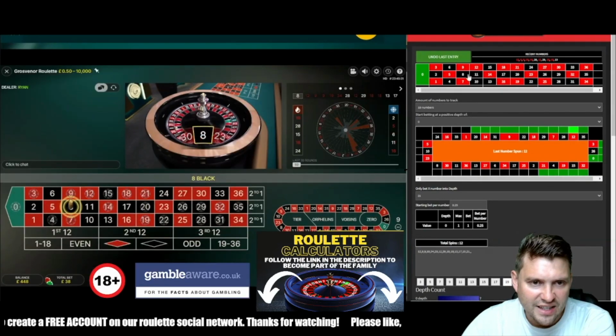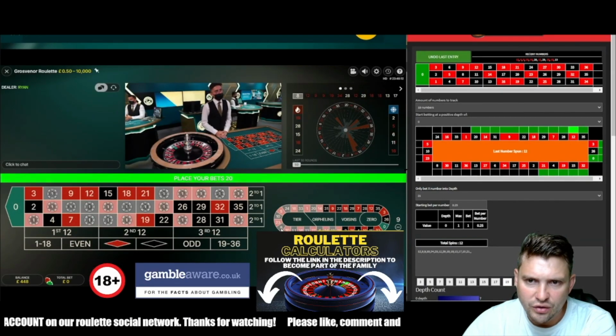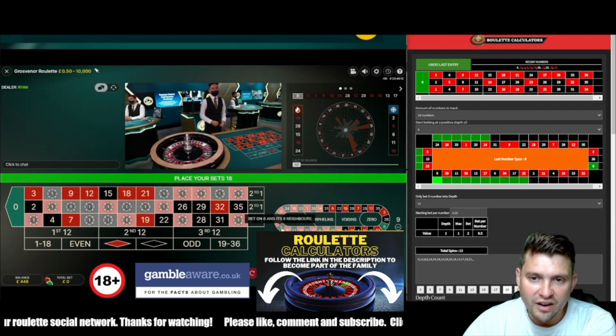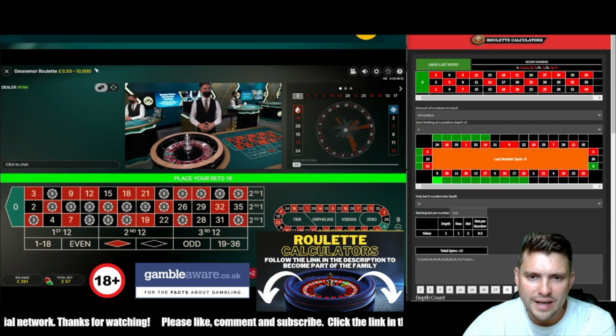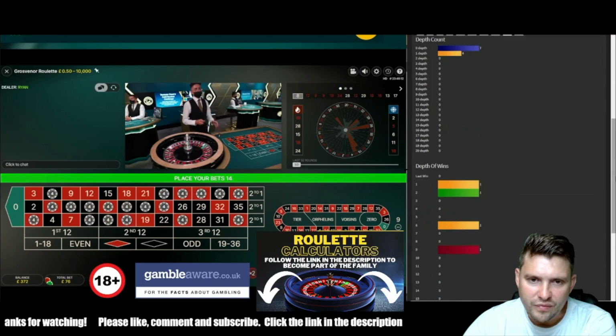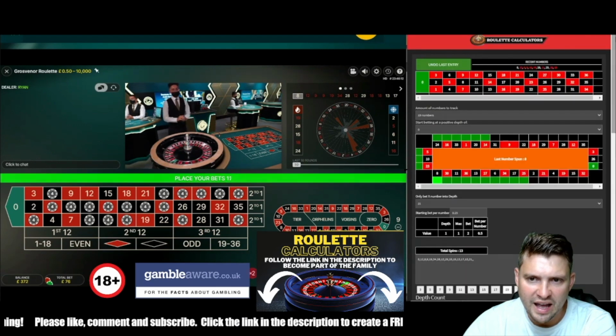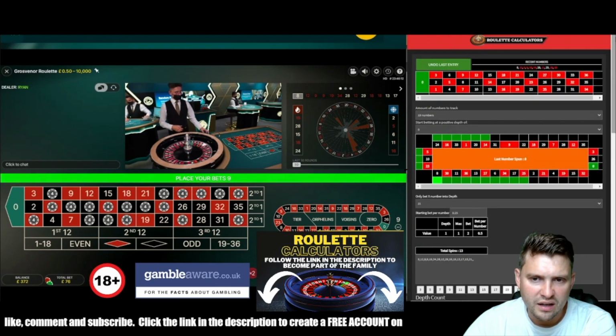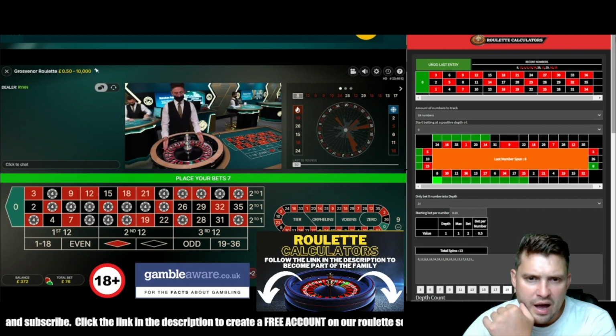So that's gone to 8. Obviously that's gone to the unhighlighted section, which put it to a depth of 1 again. So Sam's doing a martingale again, and just hoping it comes in now.